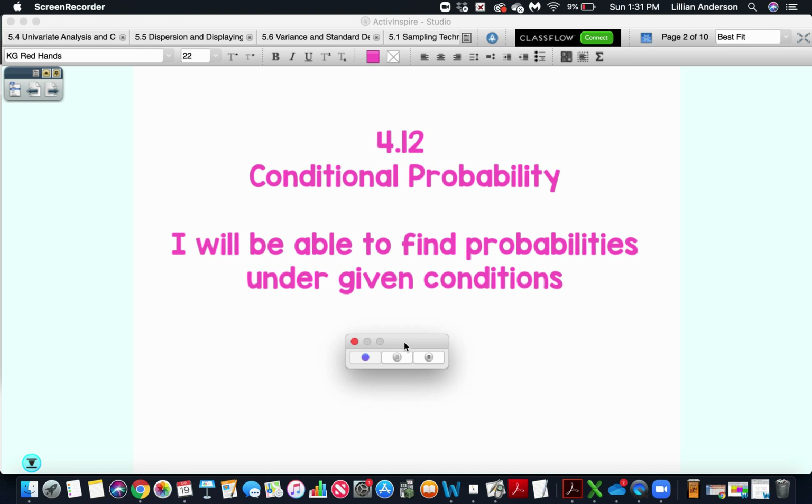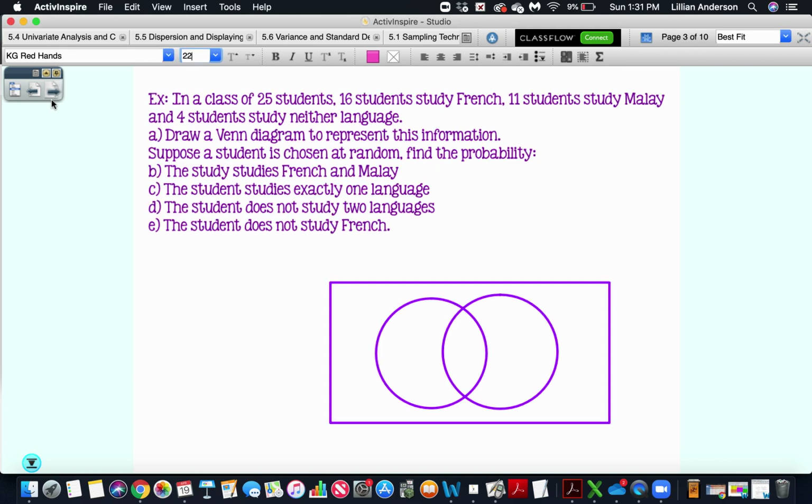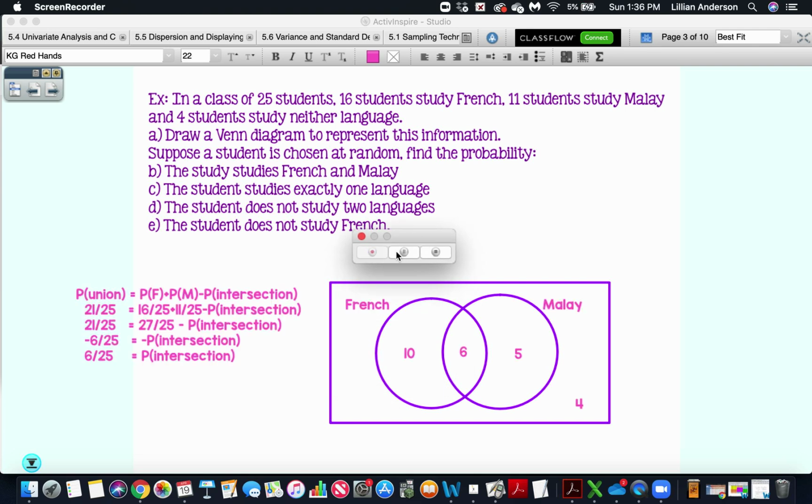But your goal for today is that you are going to be able to find conditional probabilities under different given conditions. So let's take this example right here. This example says, in a class of 25 students, 16 students study French, 11 students study Malay, and 4 students study neither language. Now, you're going to represent this information in a Venn diagram, and then I want you to answer these next 4 questions. So pause the video and answer these next 4 questions.